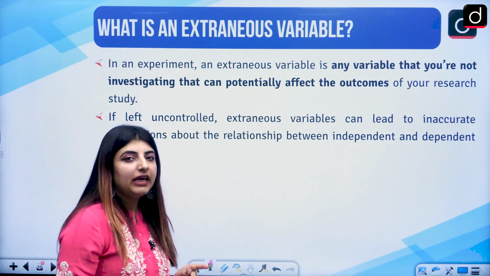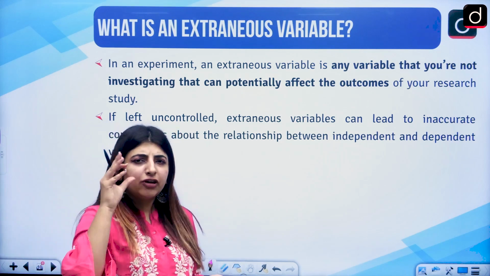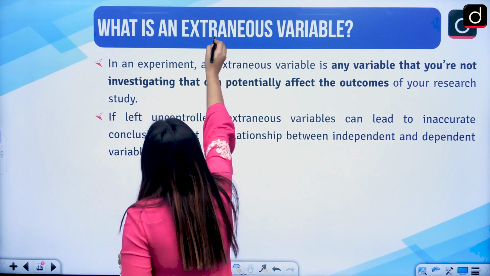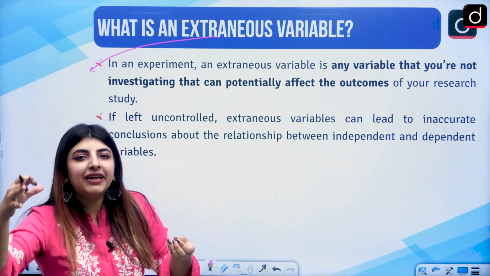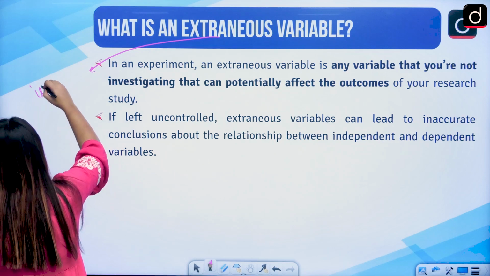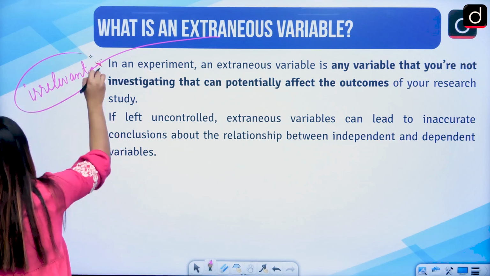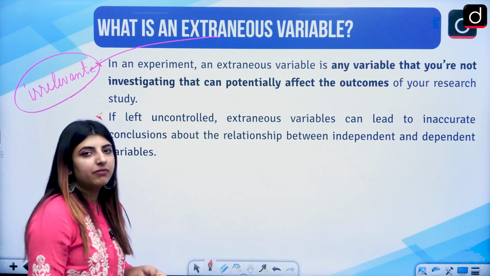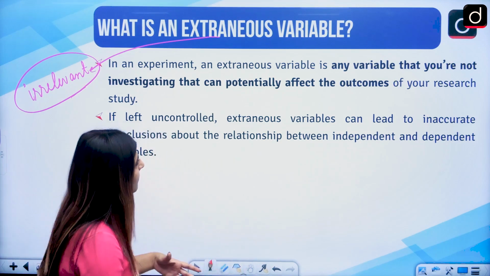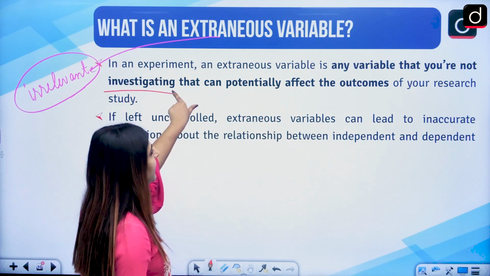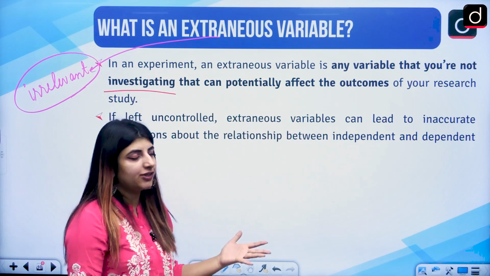Next comes the extraneous variable. Now, extraneous, if we go through the dictionary terms, it means any variable which, if we are studying something, is not being dealt with, which is basically irrelevant to our research, correct? That is the kind of variable that we are talking about. Those variables are known as extraneous variables. We did not want to observe them. Any variable that you are not investigating, but it can affect the outcomes of your research study.